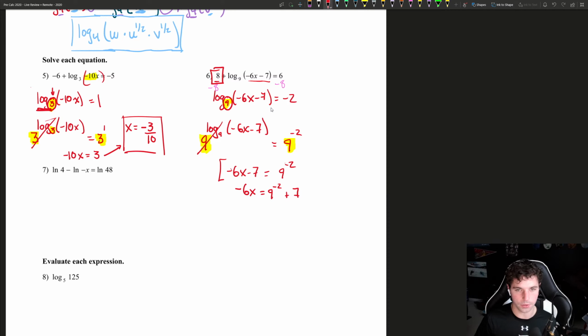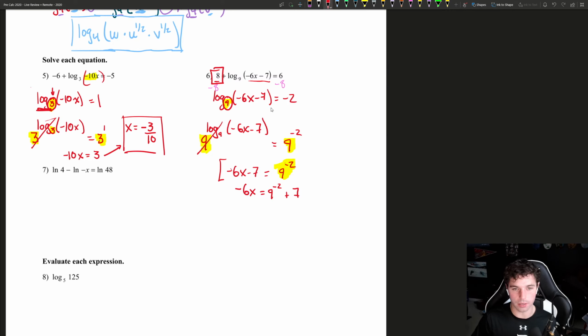And if people are confused about this 9 to the negative 2, honestly, it's fine if you have that. It's actually probably going to make your life a lot easier, which I think I said in class. I really just don't feel like dealing with fractions right now, because this ends up being 1 over 81, and that makes things a little bit more difficult than it needs to be.